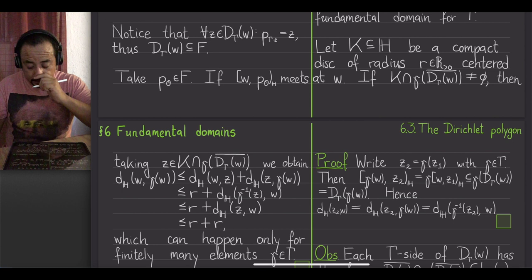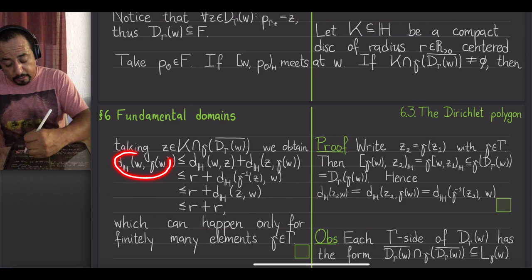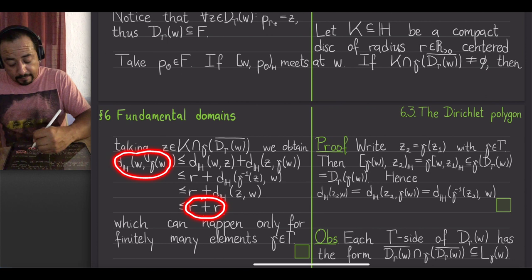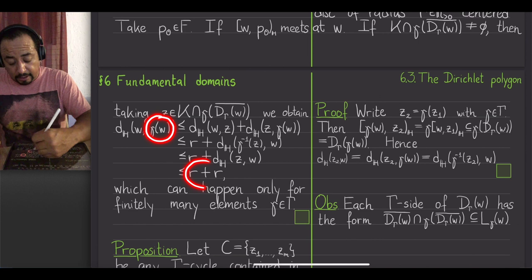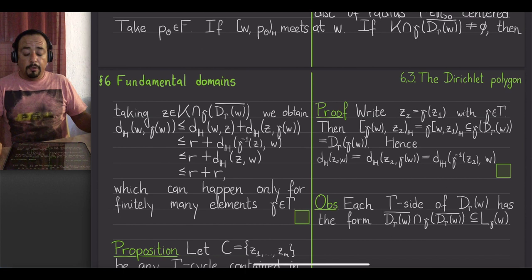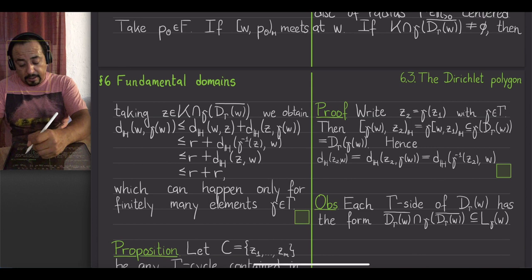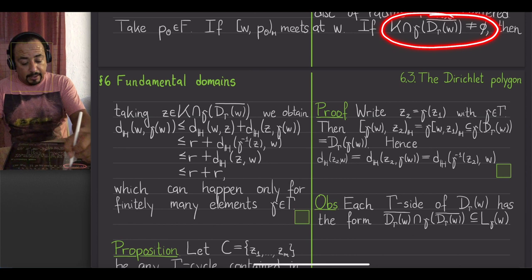So what do I see? That if this intersection is not empty for this element of the Fuchsian group, then the distance from W to gamma of W is less or equal than 2R. So that means that this point in the orbit of W belongs to the compact disk of radius 2R centered at W. But again, we showed some time ago that the orbit of W does not accumulate in H. So only finitely many elements of gamma can satisfy that this distance is less or equal than 2R. And this means that only finitely many elements of gamma can have this property.